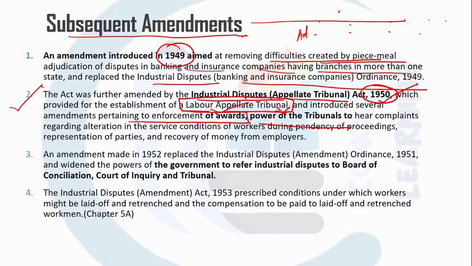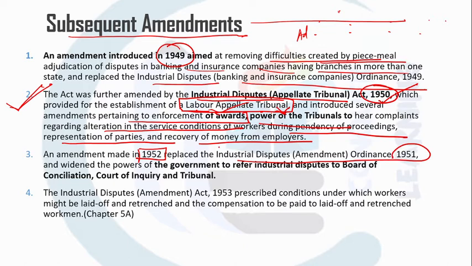It was given a power to enforce the award, and tribunals to hear complaints regarding alteration of service conditions during pendency of proceedings, representation, recovery from the employer. So the thing that you need to remember about this particular amendment is that the Labour Appellate Tribunal was introduced in 1952. It replaced the Industrial Disputes Amendment Ordinance 1951 and widened the power of government to refer the industrial dispute to the Board of Conciliation, Court of Inquiry and Tribunal.